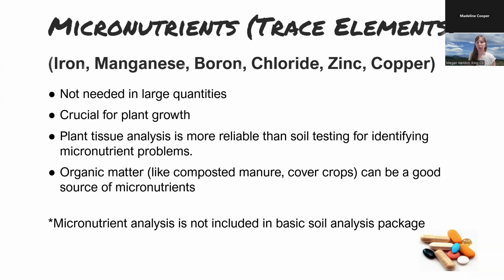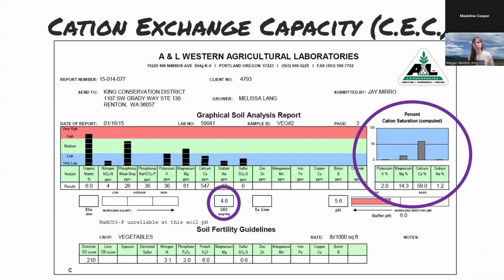But in general, if you're regularly applying just a basic organic matter like composted manure or cover crops, they're a good source of micronutrients. So I wouldn't expect to have deficiencies. Although we have worked with master gardeners that have found micro deficiencies like boron in their plant. This test is not included in our basic soil analysis package, but you're welcome to add it for an additional charge if you'd like to.